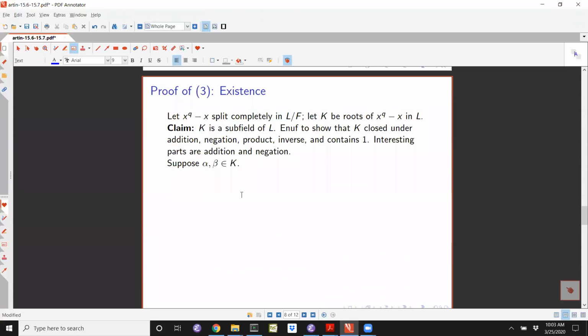So here goes. The first thing is that we're going to construct this field, and we know that this is always possible. So where does this come from? First I want to construct a field of order q. So recall, let me blow this up again.